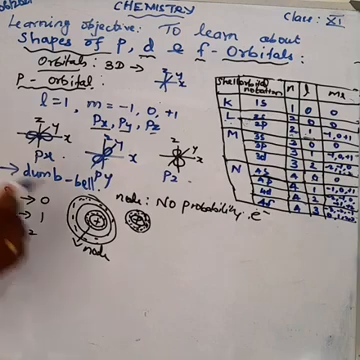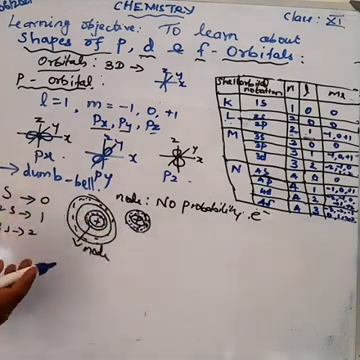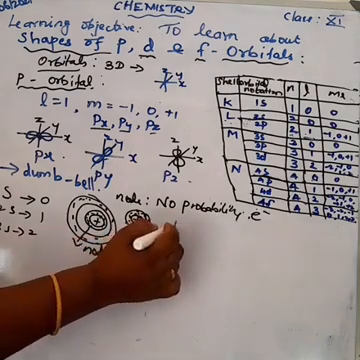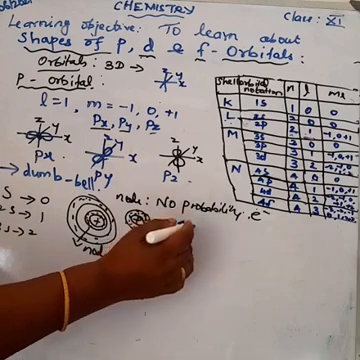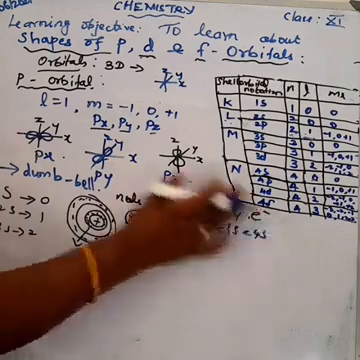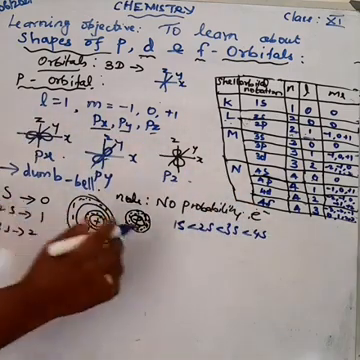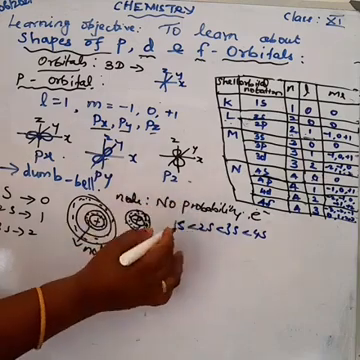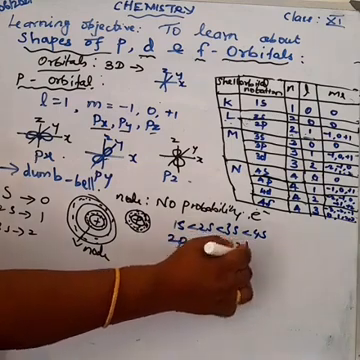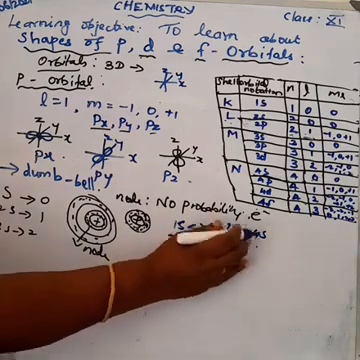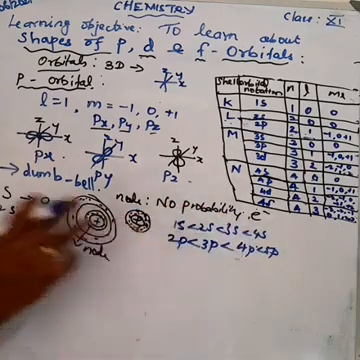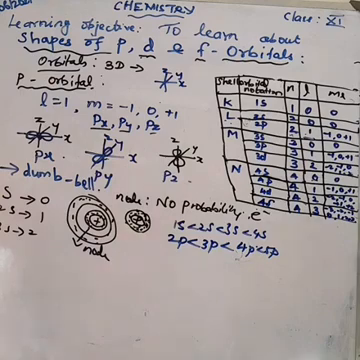Now the size of the p orbital. Already we studied about the s orbital. The size of the s orbital increases when the n value increases. When the n value increases, the size of the orbitals also increases. The p orbital is like that. The 2p orbital is smaller than the 3p orbital, the 3p orbital is smaller than the 4p orbital, and the 4p orbital is smaller than the 5p orbital. These are about the shape of p orbitals.